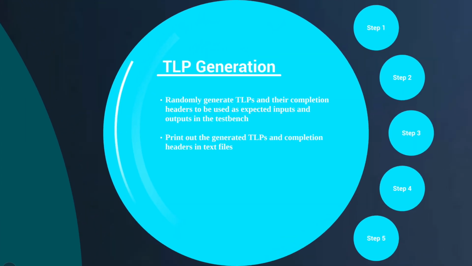The first is the TLP generation, and the second is the test bench. TLP generation is a C++ program that randomly generates TLPs and their corresponding completion headers. These TLPs and completion headers are used as expected inputs and outputs in the test bench. The TLPs and completion headers are printed out into 2 separate text files.